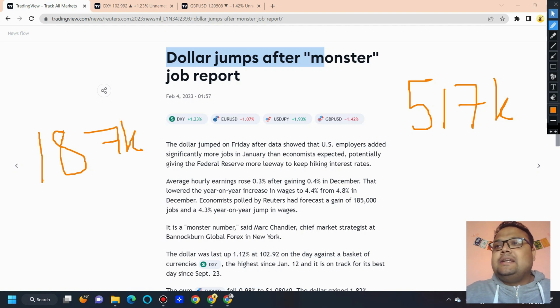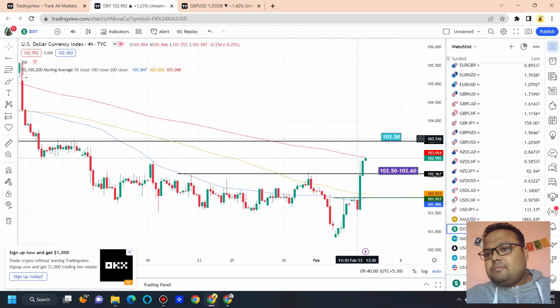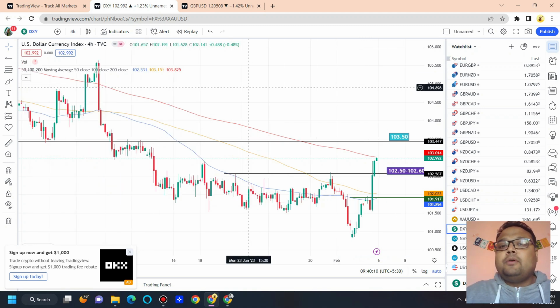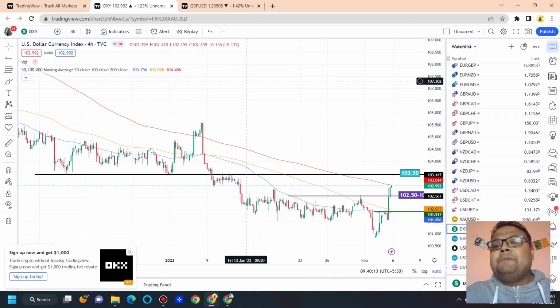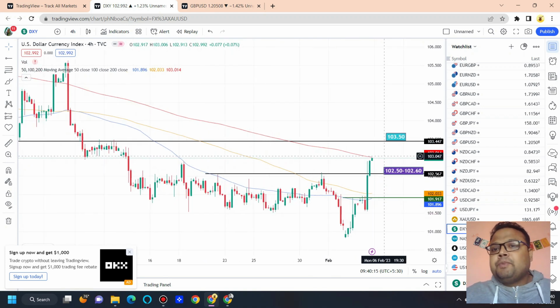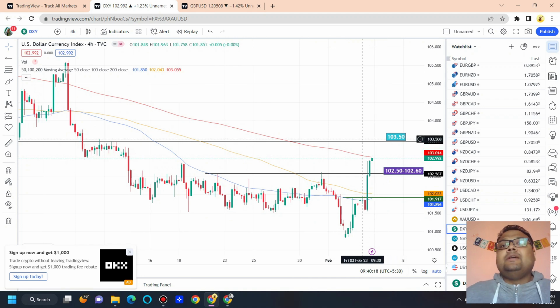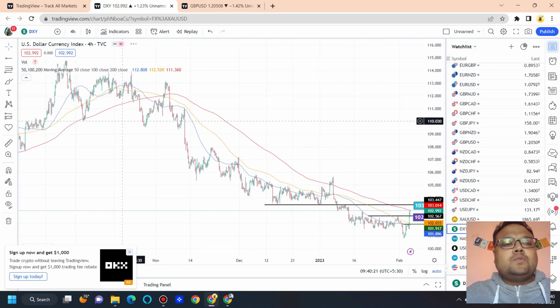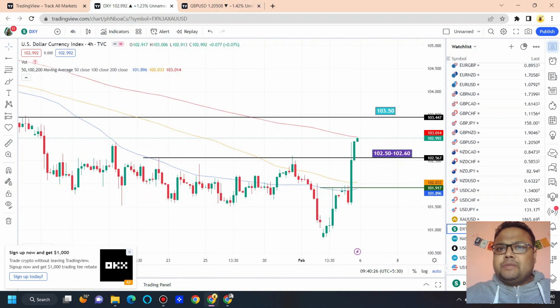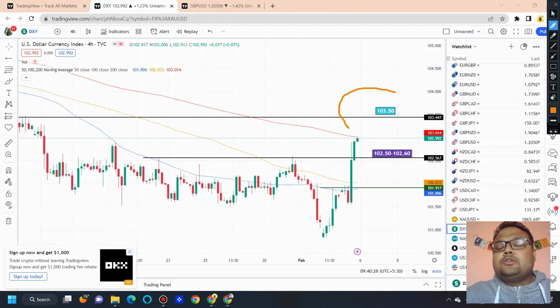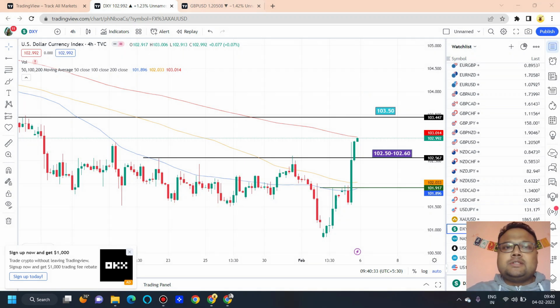So as a result, DXY started flying. As I have already mentioned in my previous videos also, for DXY, if DXY really wants to recover, then the next resistance will be 103.50. Until DXY crosses 103.50, we cannot be sure that this is a trend reversal, because overall if you look at the chart of DXY, then yes, dollar is still under the dominance of sellers. So the next resistance for DXY will be 103.50.